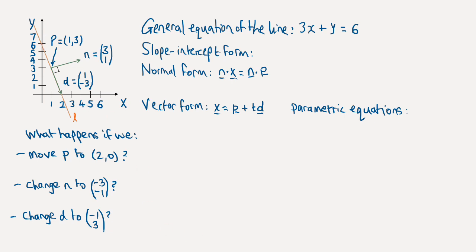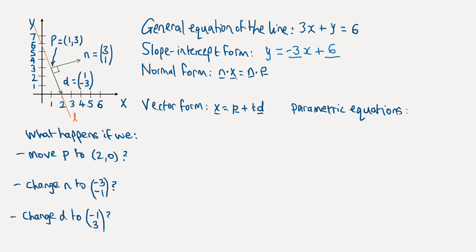The slope-intercept form for this line, the way we get that is to write y on the left-hand side equals, and then a number called the slope times x plus another number. So if we rearrange the general equation and leave y on the left-hand side and move the 3x to the right-hand side, it will become minus 3x on the right-hand side, so the slope is minus 3, and then the intercept here is 6. So that's the slope-intercept form of the equation.